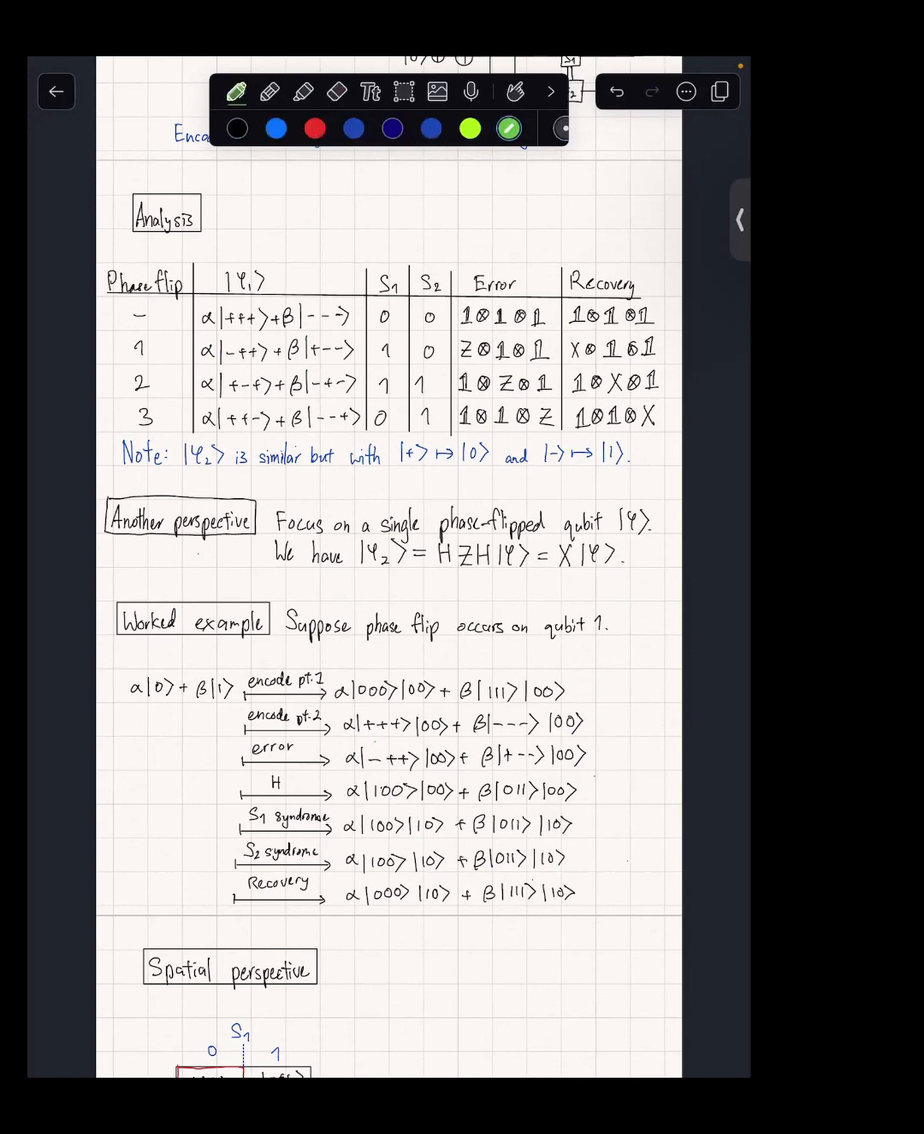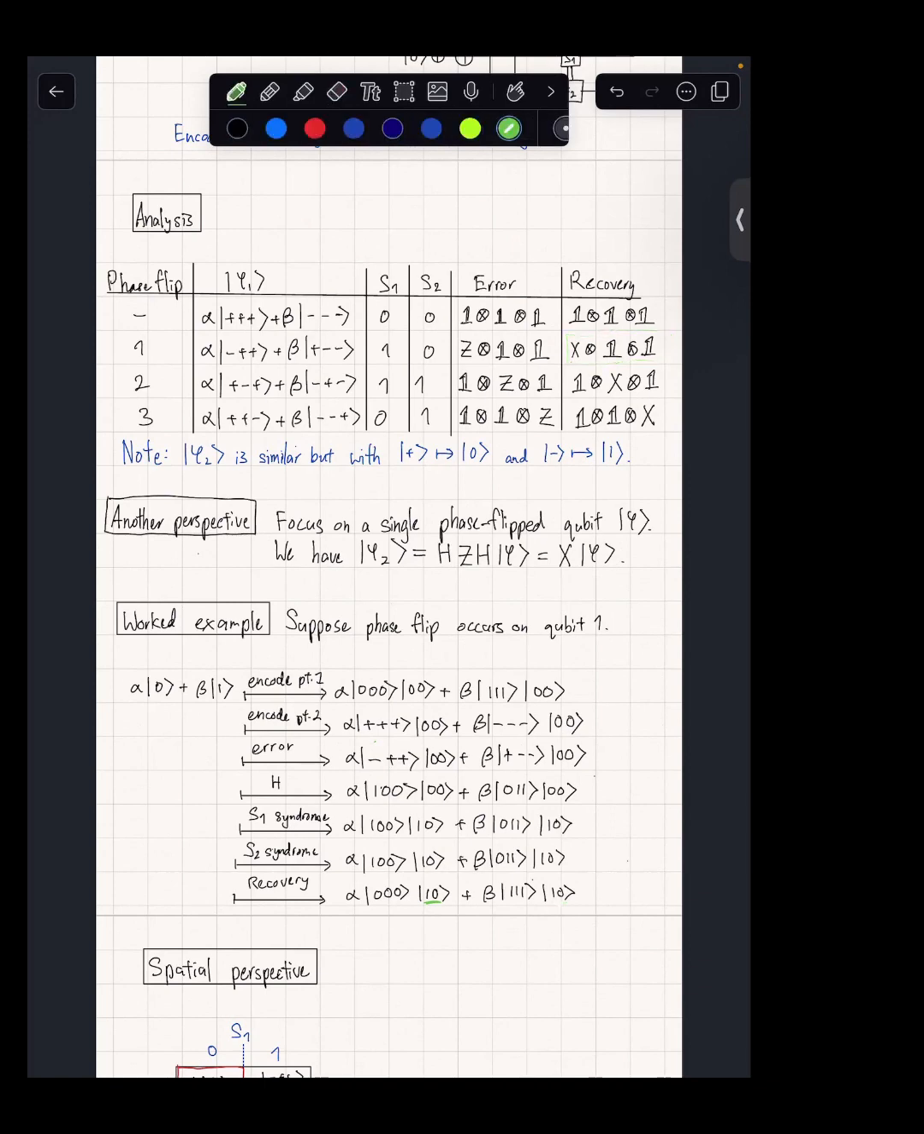Now that we have done our syndrome measurements, we can simply do a recovery, and that is just applying the appropriate bit flip based on which measurement we get. So in this case, our measurement is 1, 0, which means that the bit flip happens on the first qubit. So we would apply this X tensor with identity to recover the original state.